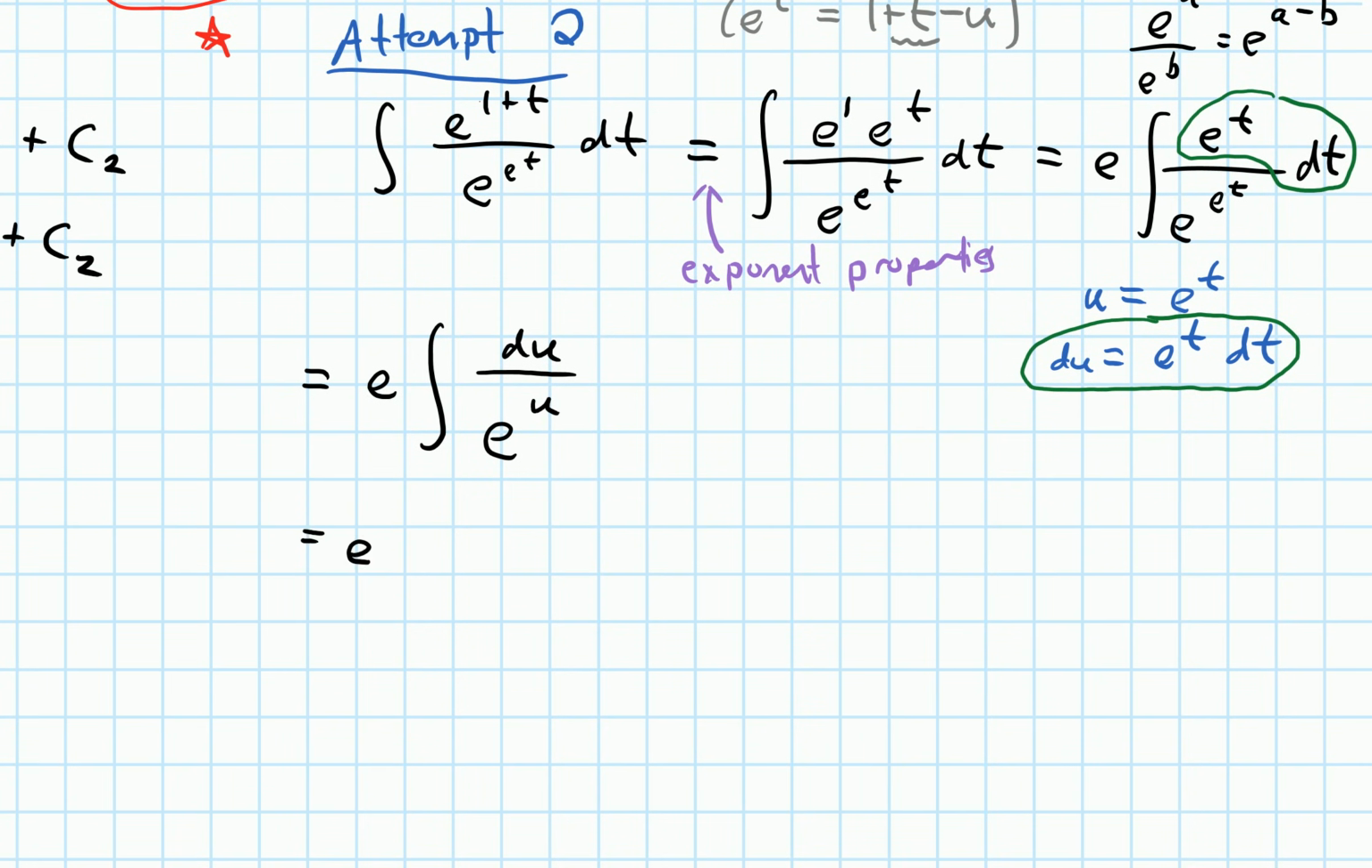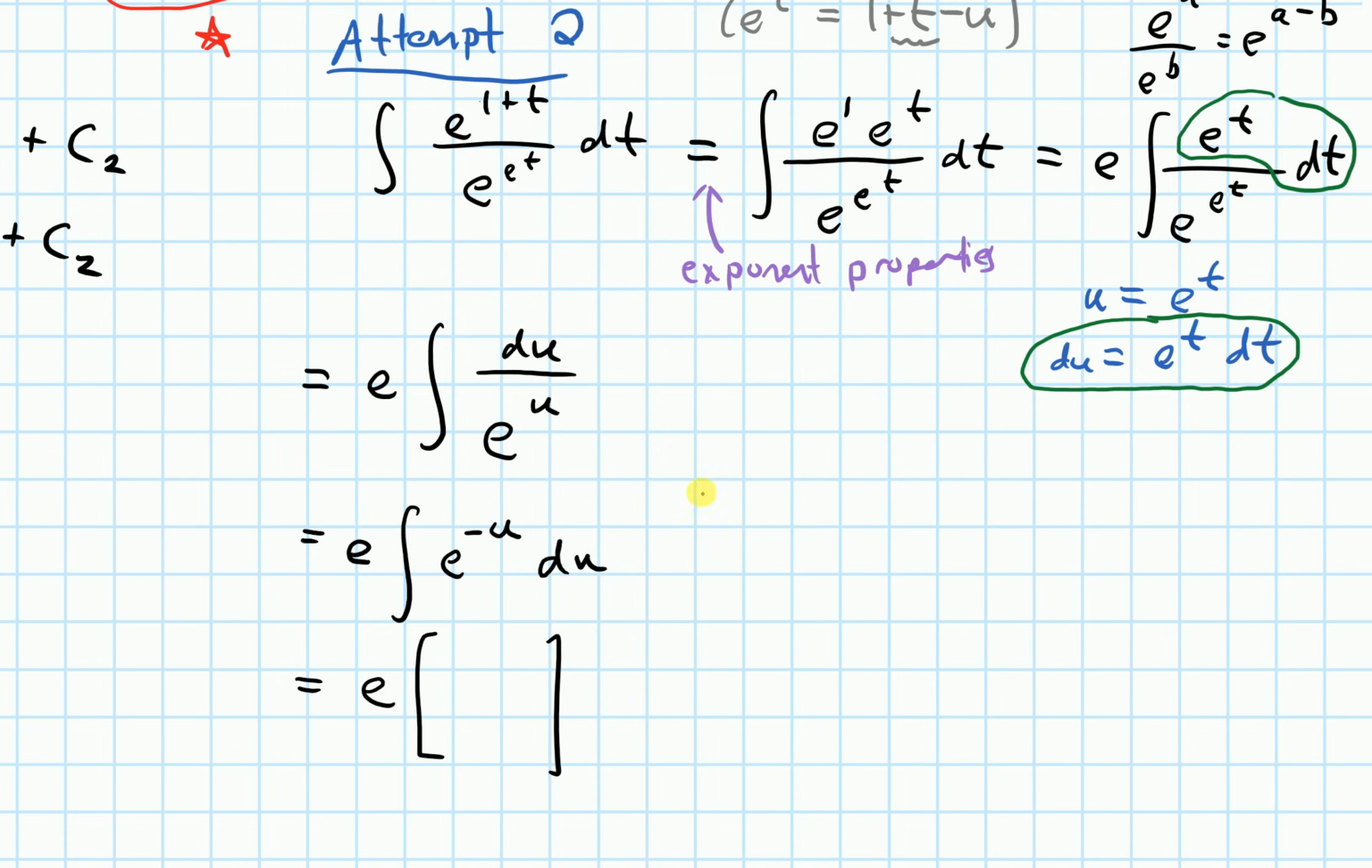So we end up with the e in front, just that constant. Integral, having that e to the u on the bottom, I can bring it up to the top, but make the exponent negative. So I get e to the negative u du. And that's something I know how to do the antiderivative of. I know how to do the antiderivative of e to the negative u.